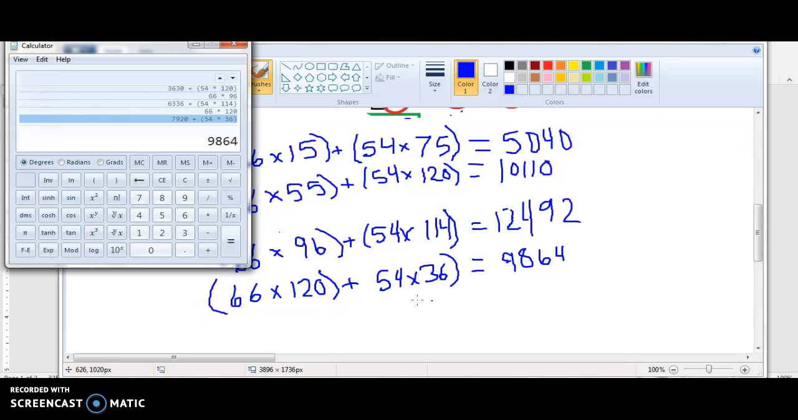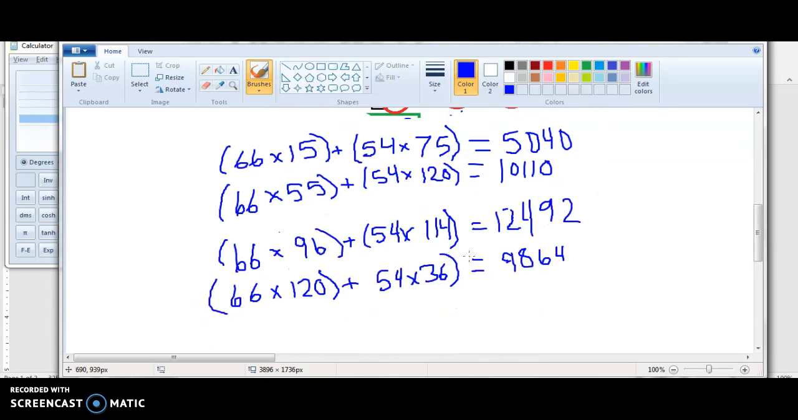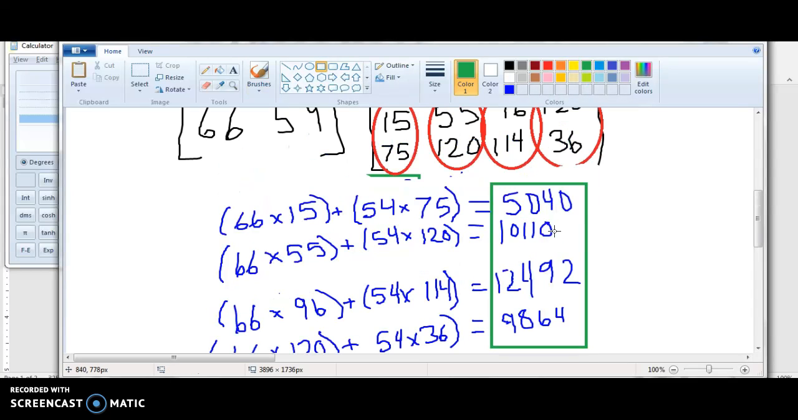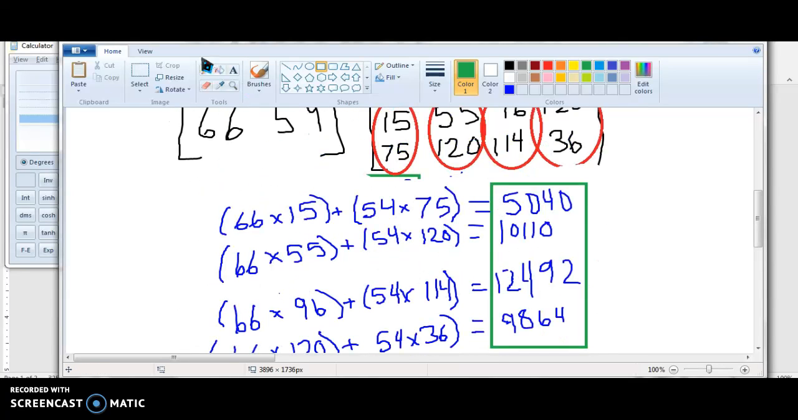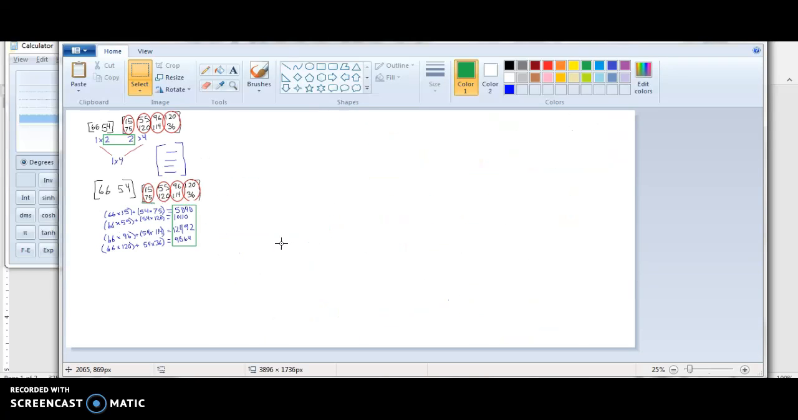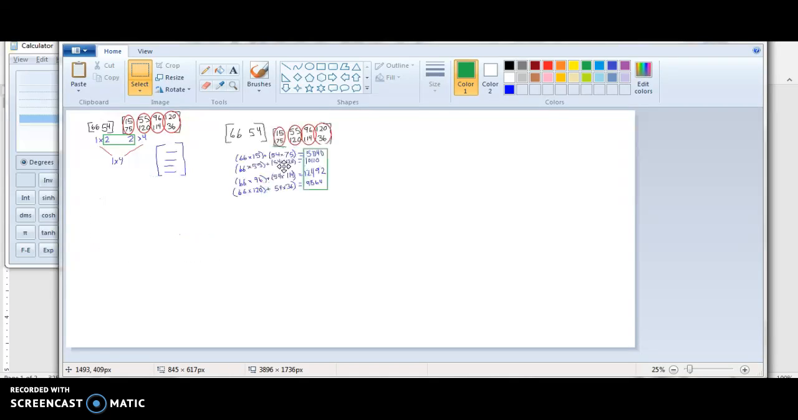I think that's right. Yeah, that's right. Okay, so these are the numbers that are going in those boxes, or the lines above. These are what go here. So all we're going to do now is enter here.